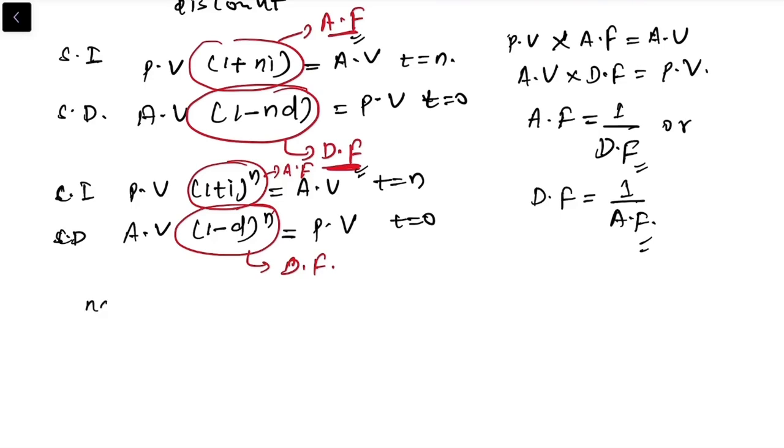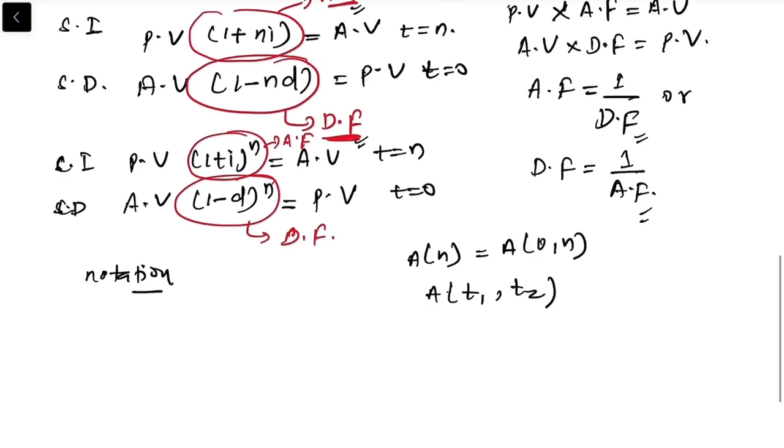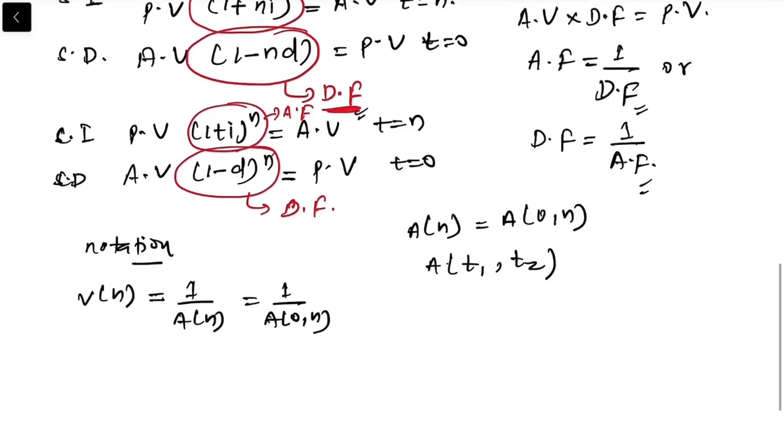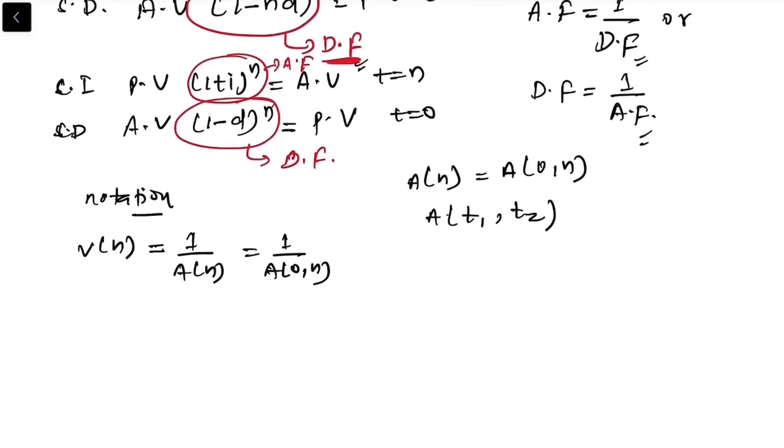Now let's look at the notation for discounting factor. In accumulation factor, we have the notation a_n. This also means accumulation factor from 0 to n, and if there are two different times, then we write accumulation factor from t1 to t2. Similarly, in discount, we have v_n for discounting factor, and this is the reciprocal of a_n, or I can say a from 0 to n. And also discounting factor follows the principle of consistency.